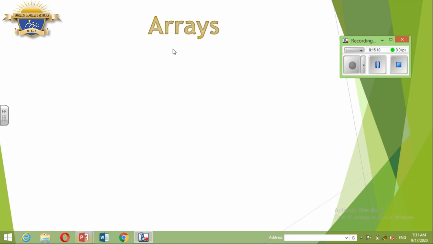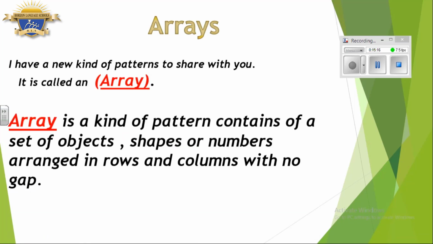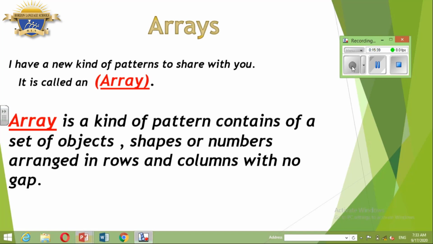The next thing we will talk about is arrays. What is an array? Okay, I have a new kind of pattern to share with you, and it's called an array. An array is a kind of pattern, consisting of a set of objects, shapes, or numbers arranged in rows and columns with no gap.